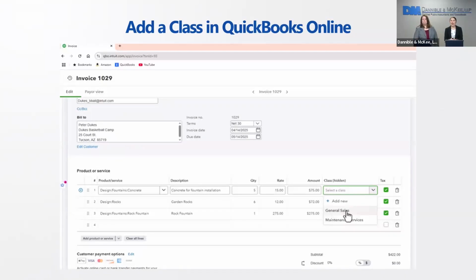Here you can see how to add classes in QuickBooks. In your invoice transaction, there is a class module on the lower right where you can select an existing class or add new, in which case you just follow the QuickBooks prompts. QuickBooks Online does have a great online how-to. If you Google how-to anything in QuickBooks, you will almost invariably end up in their help with screenshots available.